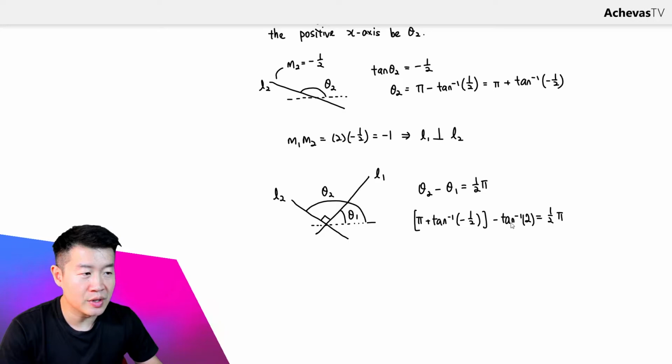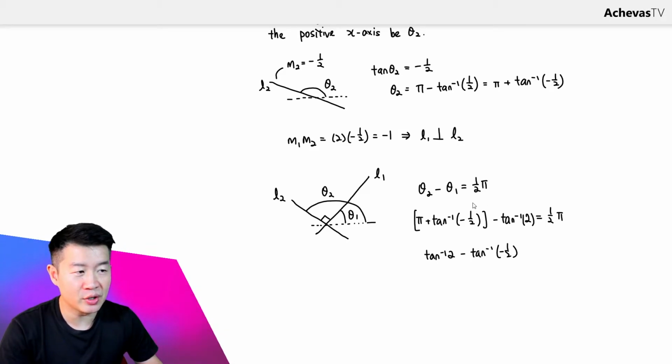So if I were to rearrange this, bringing tangent inverse 2 over to the right hand side, we will have a positive tangent inverse 2. This, if I were to bring it over to the right hand side, it will be minus tangent inverse of minus half. So this, if I were to bring over to the left hand side, we will have a pi minus half pi, which gives us a half pi. And this will explain to us the equation that the question is asking us for.